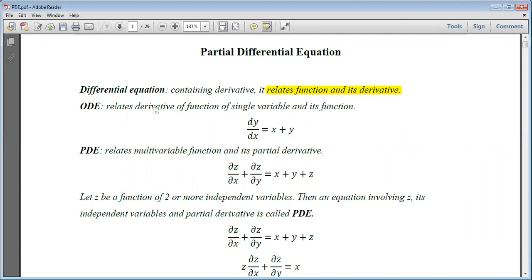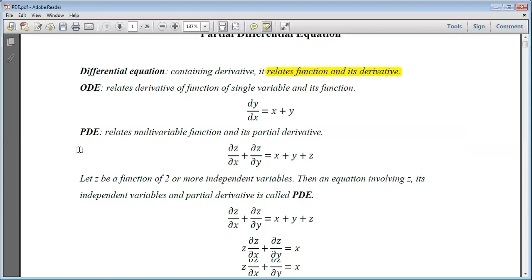Basically, an ODE relates a function of a single variable and its derivative. Here, y is a function of the single variable x, so y is the dependent variable and x is the independent variable. So dy by dx is the derivative of y with respect to x, and the function of y may be x plus y, xy, or whatever it may be. So it is a relation between a derivative and its function. That kind of equation is known as an ODE.